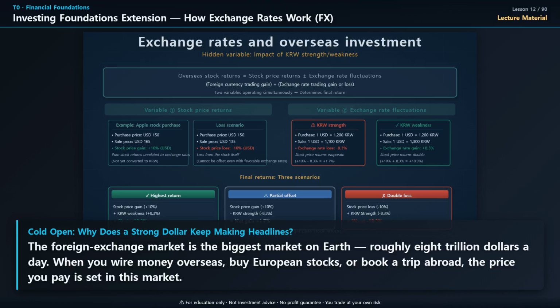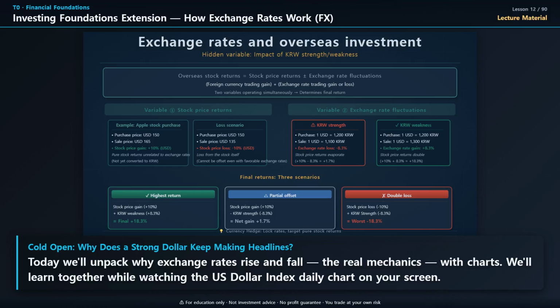The foreign exchange market is the biggest market on earth, roughly $8 trillion a day. When you wire money overseas, buy European stocks, or book a trip abroad, the price you pay is set in this market. Today we'll unpack why exchange rates rise and fall, the real mechanics with charts. We'll learn together while watching the US dollar index daily chart on your screen.